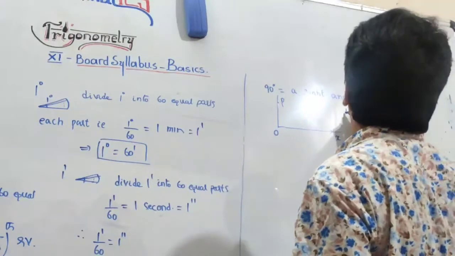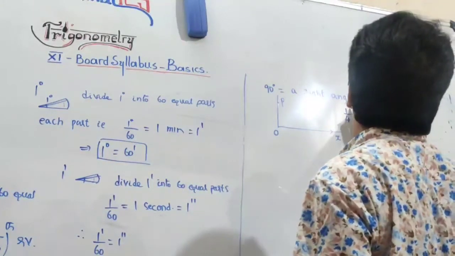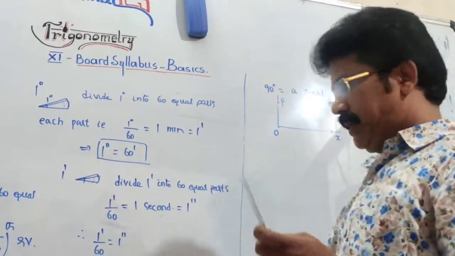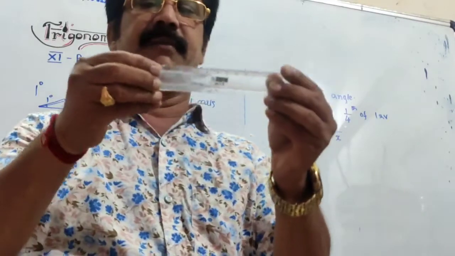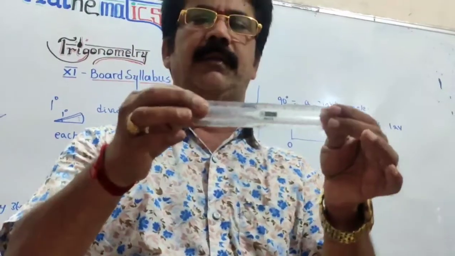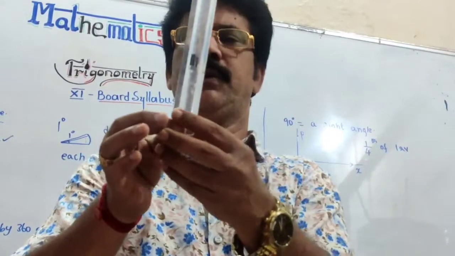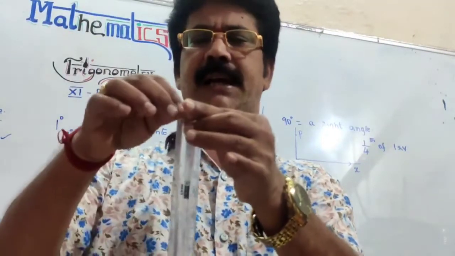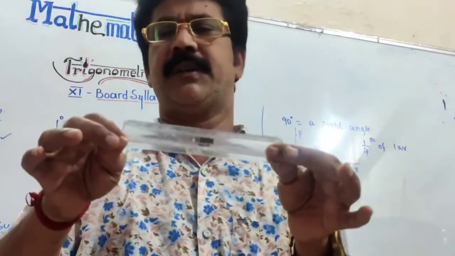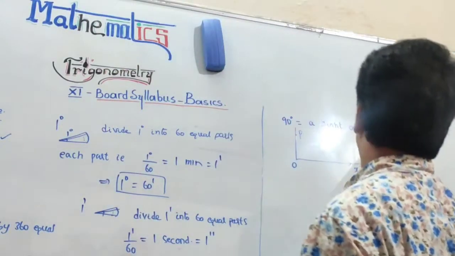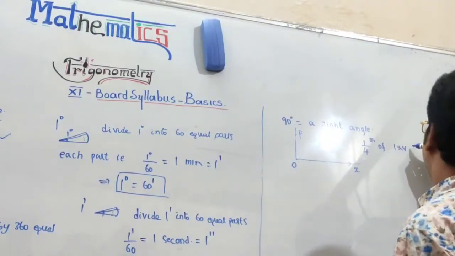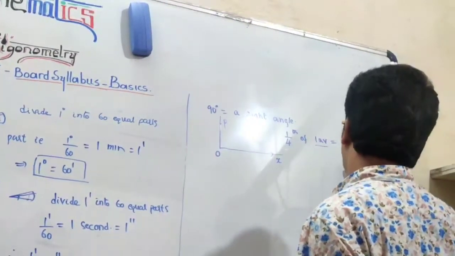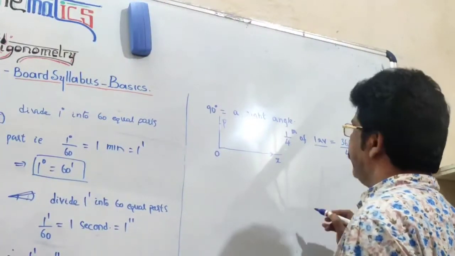It is 1/4 of one revolution. One complete revolution goes in the anti-clockwise direction. So this is 1/4, next this is half revolution, next this is 3/4, and this is one complete revolution. So it is called 1/4 of one revolution. One revolution, 360 degrees divided by 4, is called 90 degrees.